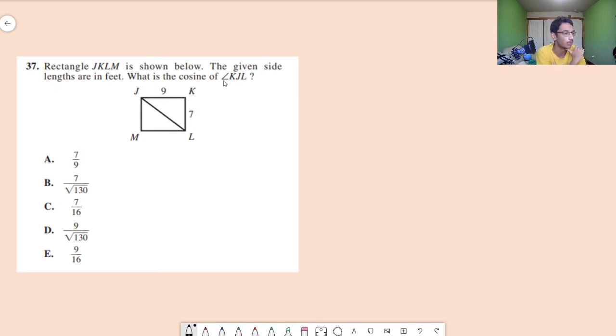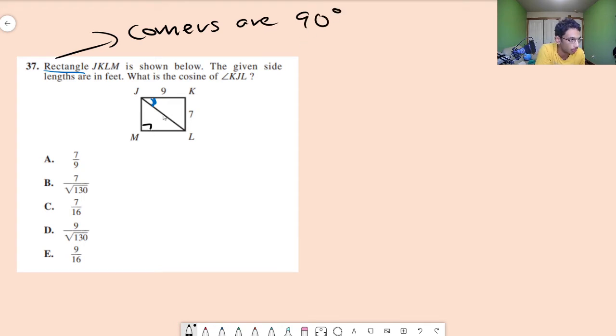So we need to figure out, they've given us an angle, angle KJL. We need to figure out what that specific angle is, and that angle is right here. I'm going to mark it in blue. So we need to find the cosine of that angle. A good thing to point out is this is a rectangle, so a rectangle means the corners are 90 degrees. So you can put a 90 degree over there and 90 degree over there.